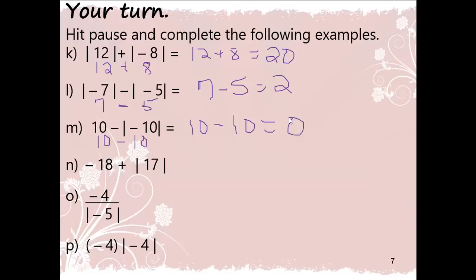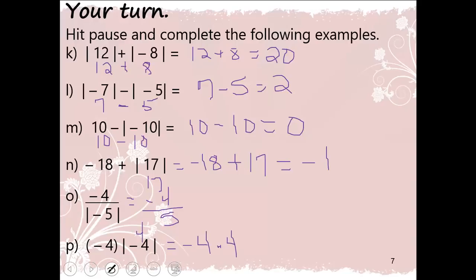Letter N, negative 18, that's not going to change because that's not an absolute value. And then the absolute value of 17, that's a distance of 17. So negative 18 plus 17 is negative 1. And then O is negative 4 over 5, and that's as simple as we can get. And P is equal to negative 4 times the absolute value of negative 4. Well, that's just 4. And negative 4 times 4 is negative 16.